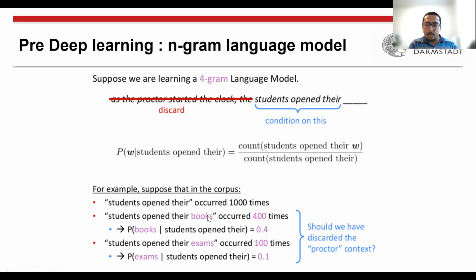1, because "students open" exists. Then "open their books" also exists, so that will also be 1 in your trigram. But "students their books" is not in this sequence, right? So in that case, for that n-gram, it will be 0. Out of all possible n-grams, that is how you will represent this data in pre-deep learning era models.